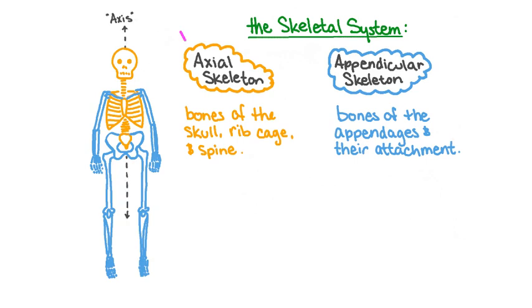The axial skeleton contains the bones found along the vertical axis of the body. The axial skeleton contains the skull, the thoracic cage, also called the rib cage, and the vertebral column, also referred to as the spine. Let's take a closer look at the anatomy of the axial skeleton. We'll start with the skull.